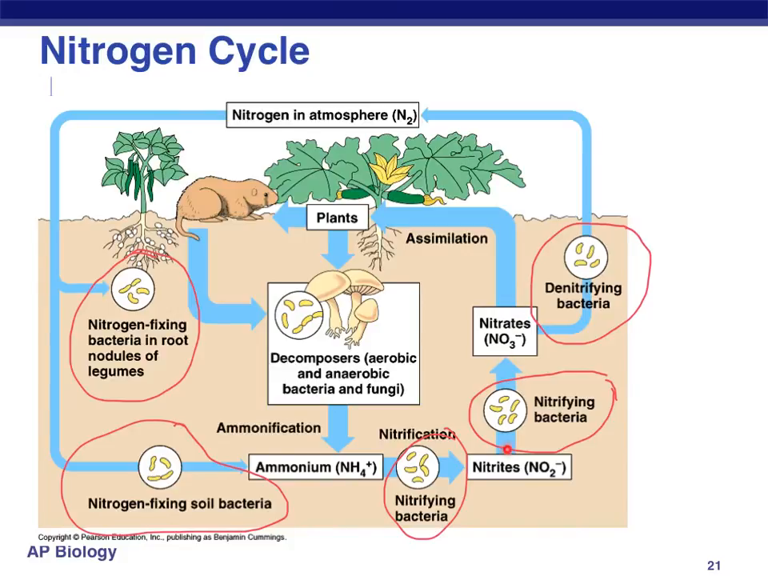This is a form of nitrogen that regular plants can just absorb through their leaves. So if they're not plants that have this association with these bacteria, they can just absorb this kind of nitrogen straight from the ground. Denitrifying bacteria will take these nitrates and turn them back into atmospheric nitrogen. So this is how that cycle works.